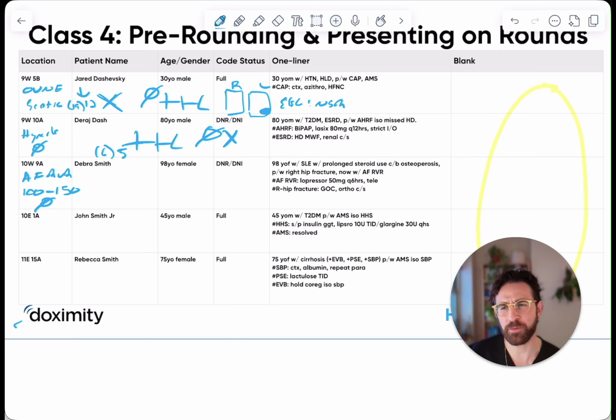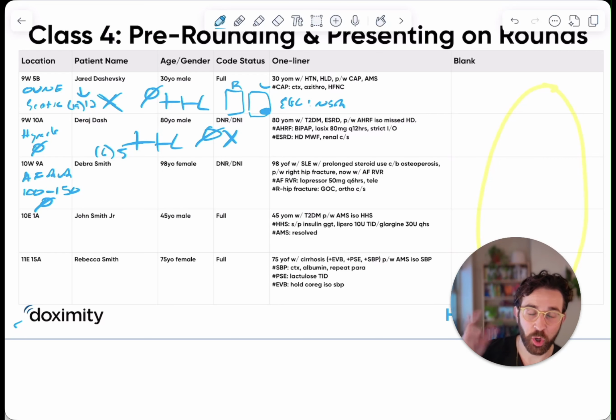I don't typically write down the physical exam findings, right? Because your memory is just so much better when you're actually doing the physical exam, that you could close your eyes and think, what was Jared Dashevsky? Oh, he had crackles in the left lower lobe, which makes sense because this patient had a consolidation or something in the left lower lobe, right? So physical exam is what I remember.